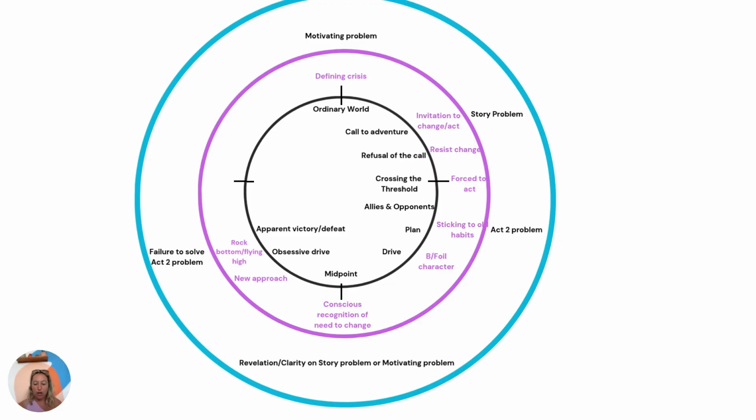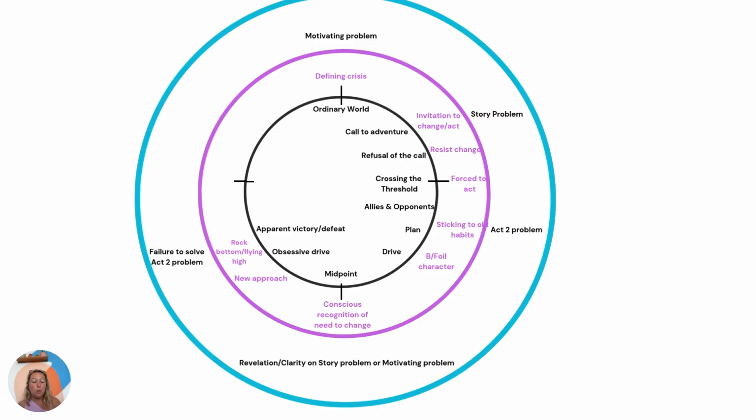But at this point, our all is lost moment, our lowest point, generally, this is a failure to solve the Act 2 problem. It could also be a failure to solve the story problem, or at the very least, it should feel like I've failed to solve the Act 2 problem, and so the story problem is not possible. In some cases, I may have just solved the Act 2 problem, and now this is a failure to solve the story problem. And so it seems like the story problem is not possible.